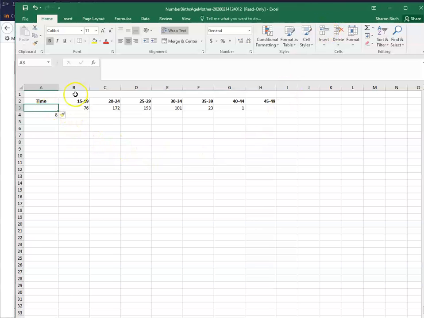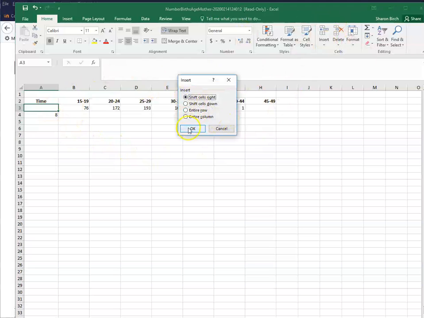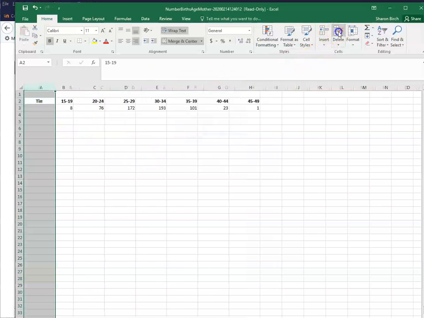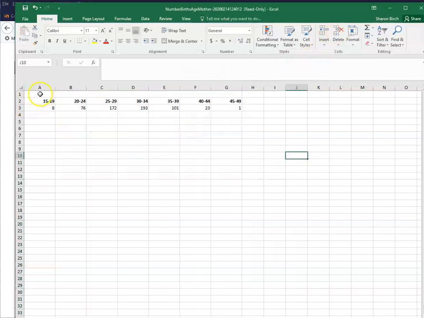Oops, didn't need it that direction. So I need to insert cells and shift cells right. There we go. And now I can put that back where it goes. There we go. Don't need this anymore. So now I have the births, and this is in thousands. I got rid of all of that information, but I know that these are in thousands for Sweden.